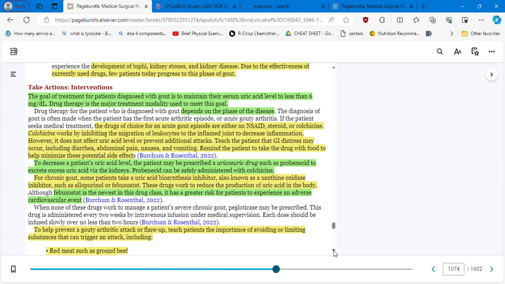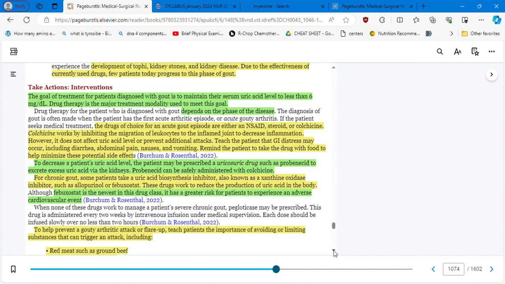To decrease a patient's uric acid level, the patient may be prescribed uricosuric drugs such as probenecid to excrete excess uric acid via the kidney. So for that factor, we need to monitor if the kidney is good, right? Probenecid can be safely administered with colchicine because those are working in different areas.